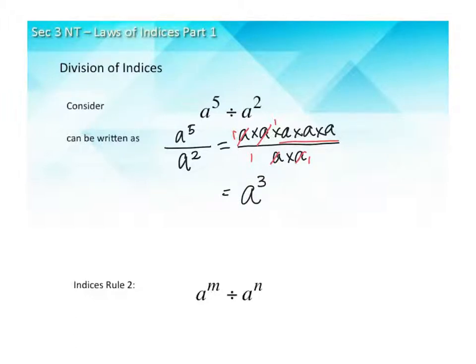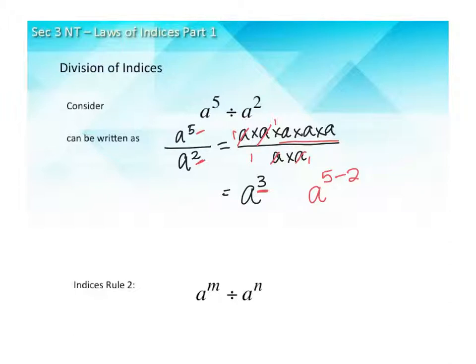Now let us take a closer look at the different powers. This is a to the power 5. This is a to the power 2. What did we do? We cancel out 2 pairs from 5. So that's why we have a to the power of 3. So this is actually a to the power of 5 minus 2.